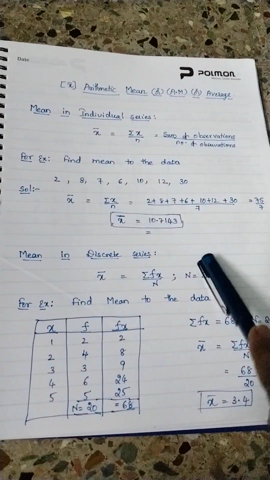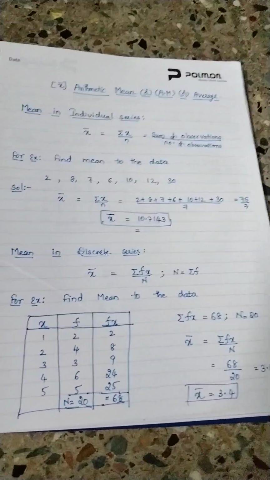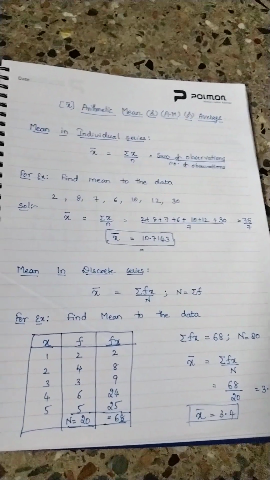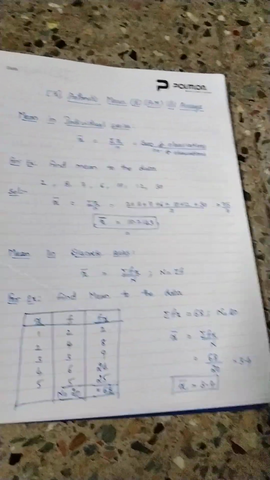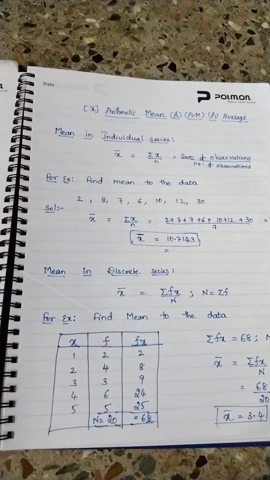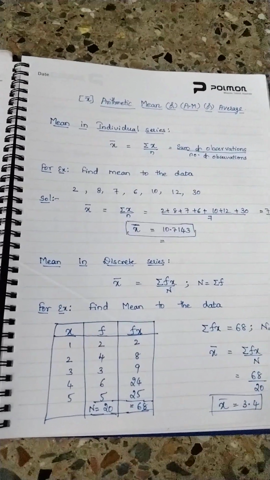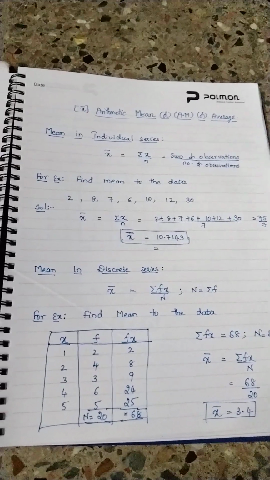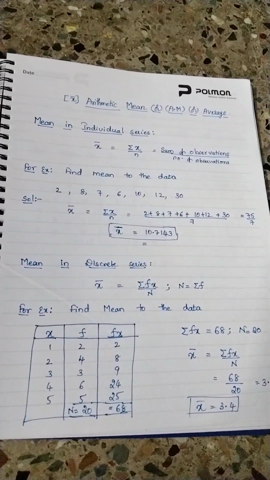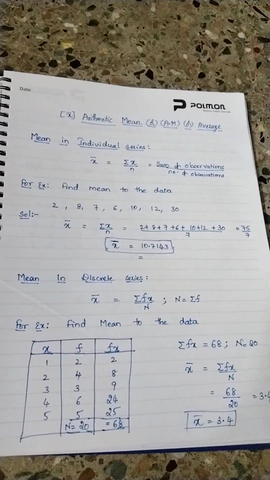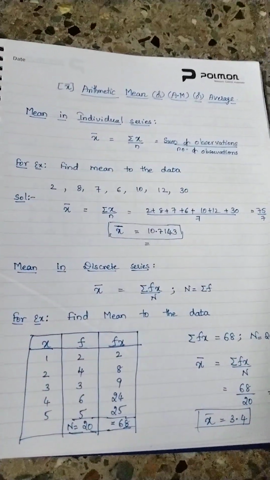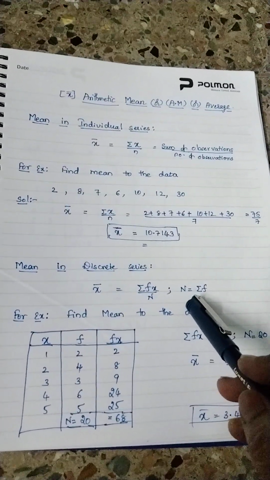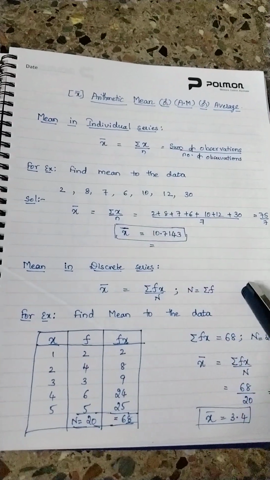Now, mean in discrete series. What is meant by discrete series? Discrete series is nothing but when we have the data in the form of grouped values corresponding to their frequencies. If the values of x and frequencies are there, you consider it a discrete series. Here, in discrete series, the formula for x bar is equal to summation fx by capital N, where capital N is equal to the sum of all the frequencies.